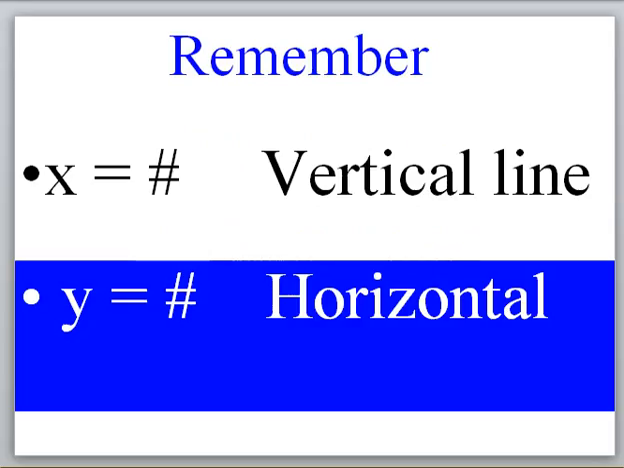Things you want to remember is that an x equals equation is a vertical line, and a y equals a number equation is a horizontal line. So if it's just x equals 3, then it's a vertical line, meaning it's going straight up and down. And if it's a y equals a number, then it's a horizontal line, and it means it's going left and right. So it might say y equals 5 or something like that.